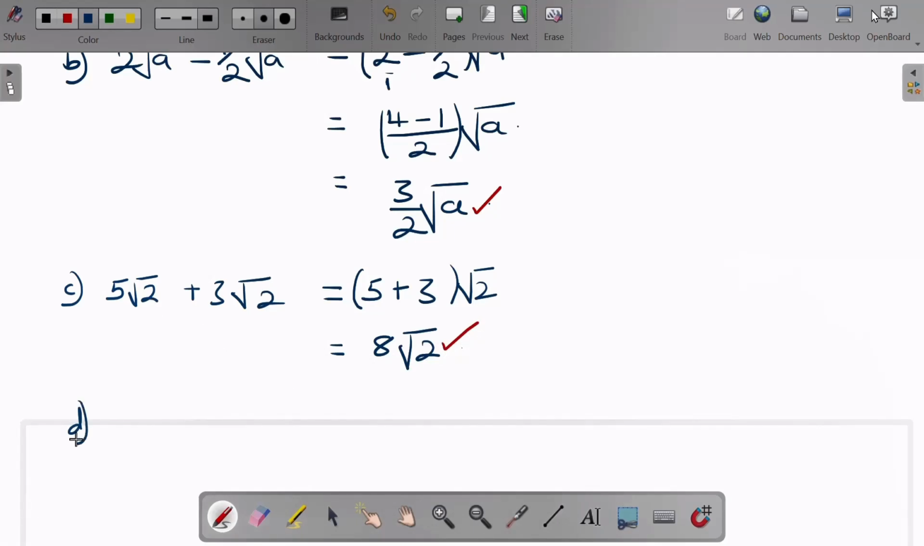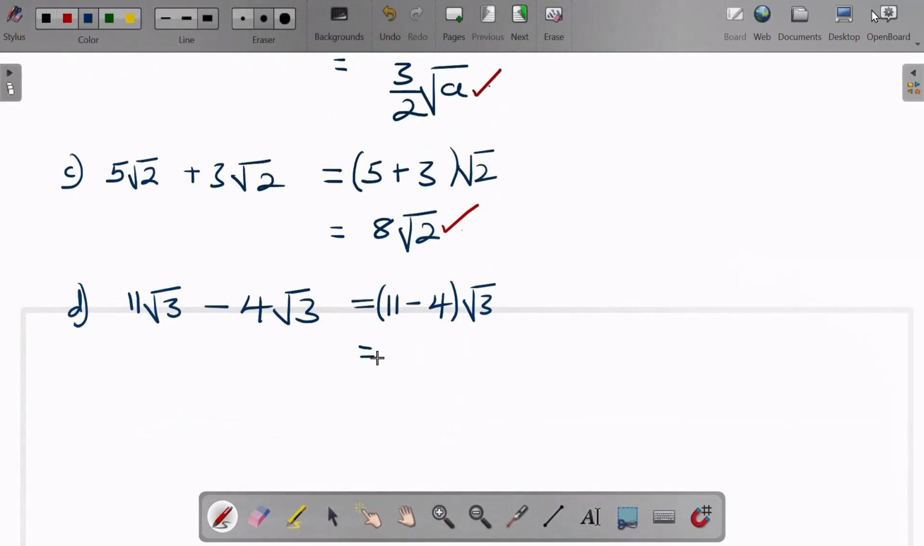Then part D, we have 11 square root 3 minus 4 square root 3. This is the same as, the common factor is the square root of 3, into 11 take away 4. As we simplify, it's the same as having 7 square root 3 as the answer for part D.